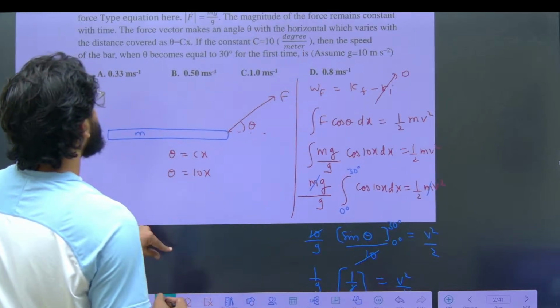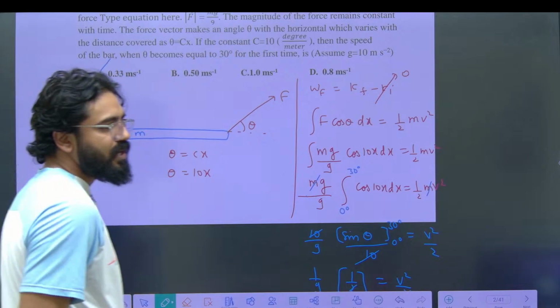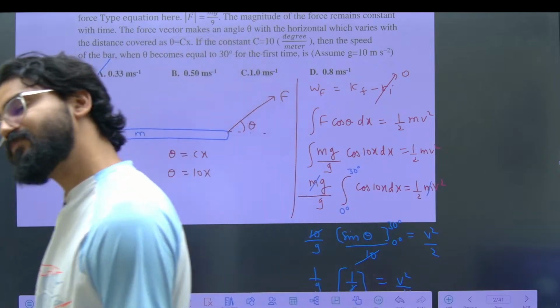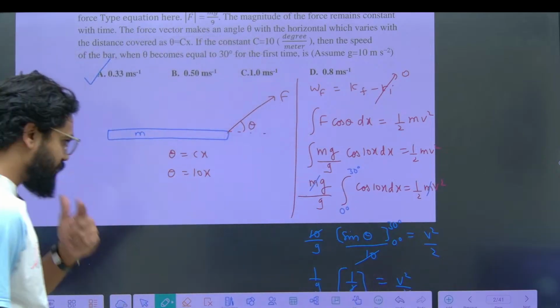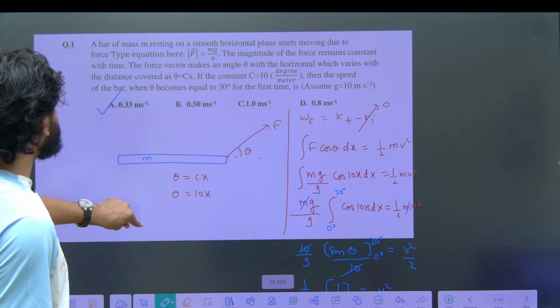Correct. So let's see which city we should land. So we should definitely go to Agra. Are you getting it? Yes, correct. So now the answer for the first one is Agra.